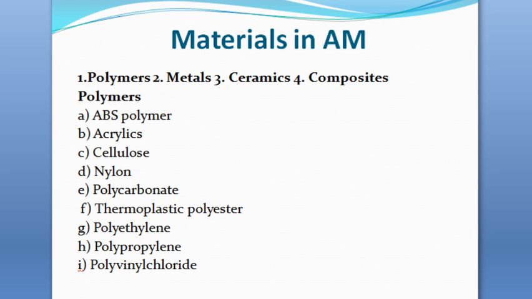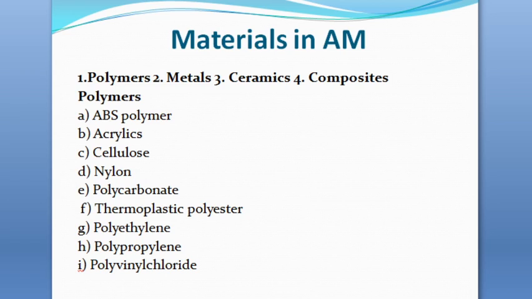These are the various materials used in additive manufacturing: polymers, metals, ceramics and composites. Under polymers, the various polymers are ABS, acrylics, cellulose, nylon, polycarbonate, thermoplastic polyester, polyethylene, polypropylene, and PVC, polyvinyl chloride. These are the polymers used in the additive manufacturing process.